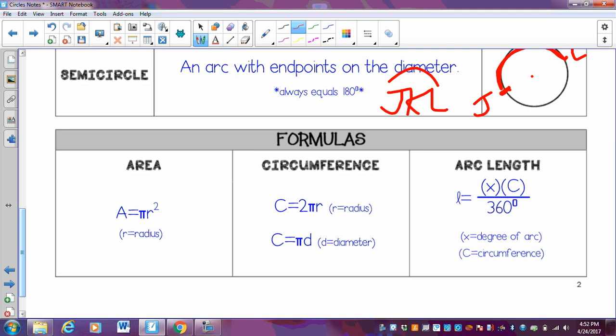And then the last formula, which we're going to talk about more in a little bit, is arc length. So you use a cursive lowercase l, so l equals x times c divided by 360. And x is the degree of the arc, c is the circumference of the circle, and then 360 degrees. So that's how you find arc length. And again, we're going to go more into that later, but this is your dictionary information.